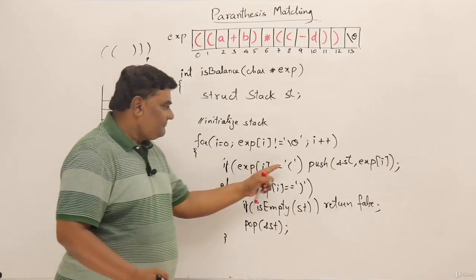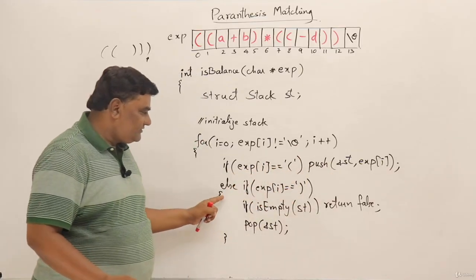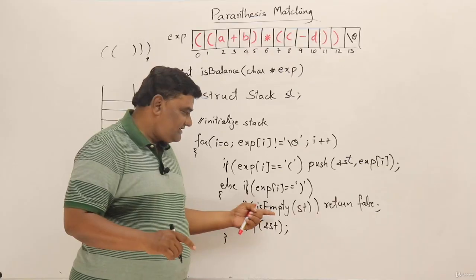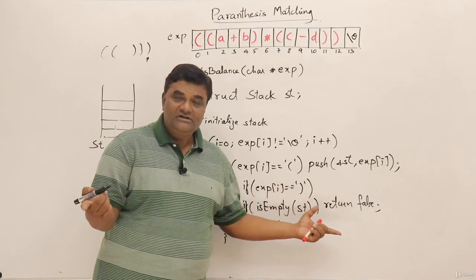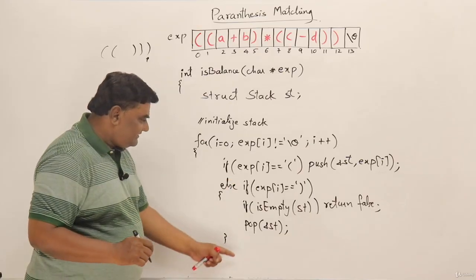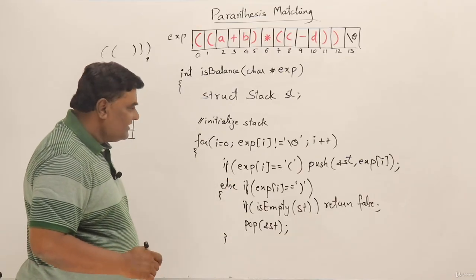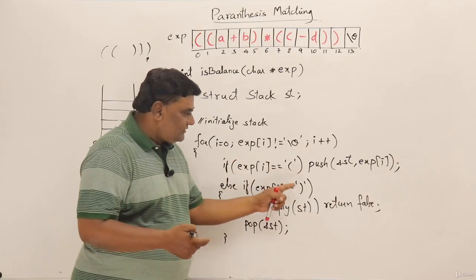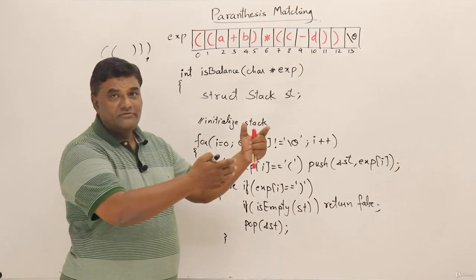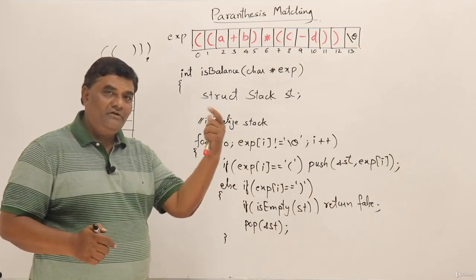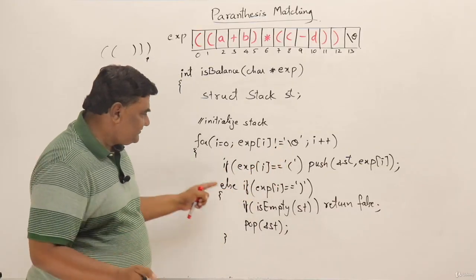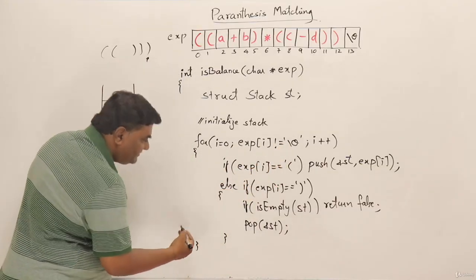So if it is an opening bracket, push it. If it is a closing bracket, pop out. And before popping, check if the stack is empty. Then we say we cannot continue, return false, meaning they are not matching. That's all. These are the things I have to do. If it is opening or closing, I have to react. Otherwise, let it simply go on moving forward. So I will be moving forward, and once it has reached \0, it will stop. So I will close this for loop.